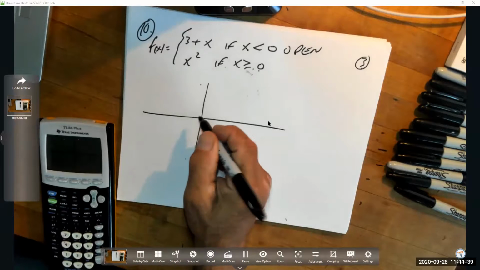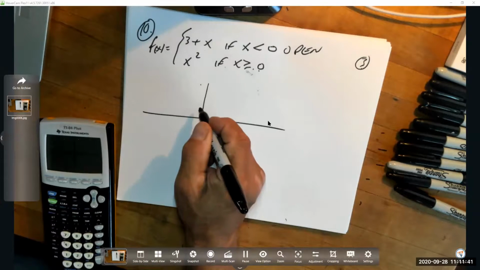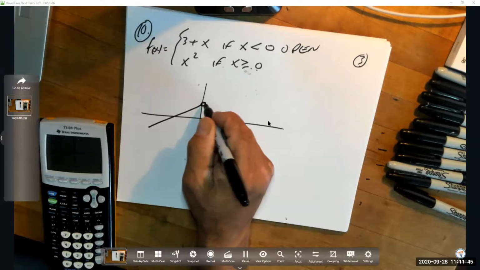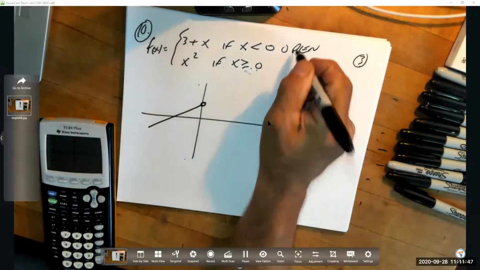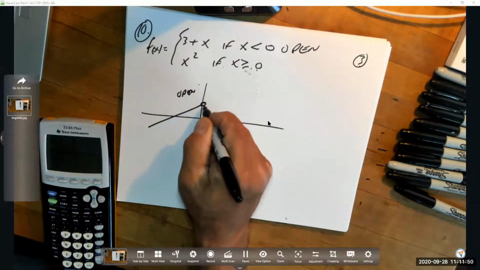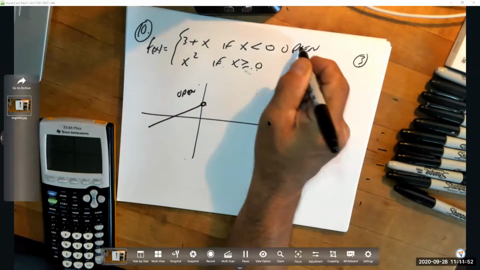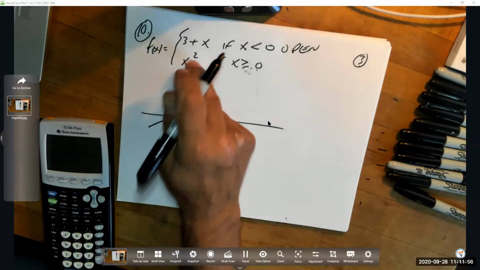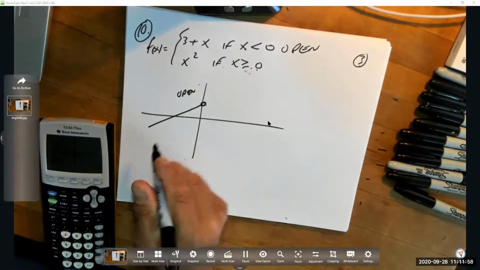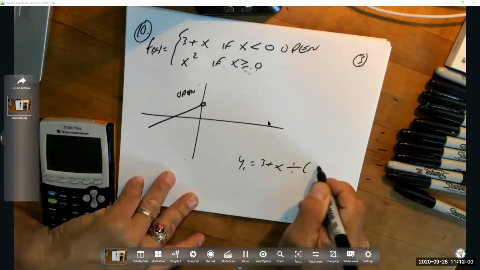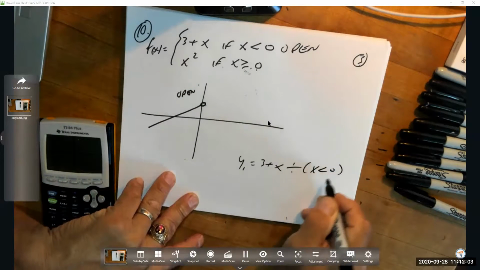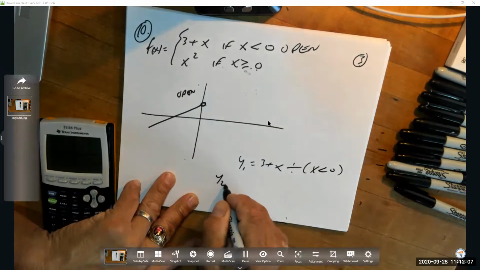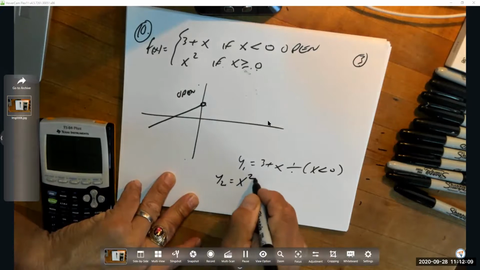So I'll just draw what I got. It looks like this. And right here, this is an open circle because it's not included in there. All right, now that's one part of the graph, right? Now the other graph, the second part, okay? So y1 was 3 plus x, division symbol, x less than 0. The second one, y2 is going to be x squared, division symbol, x is greater than or equal to what?